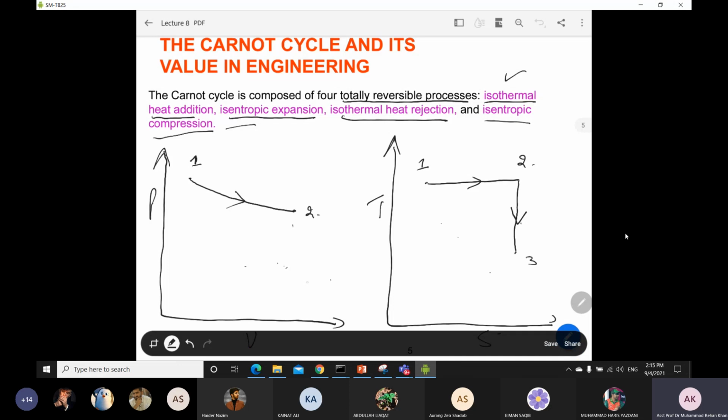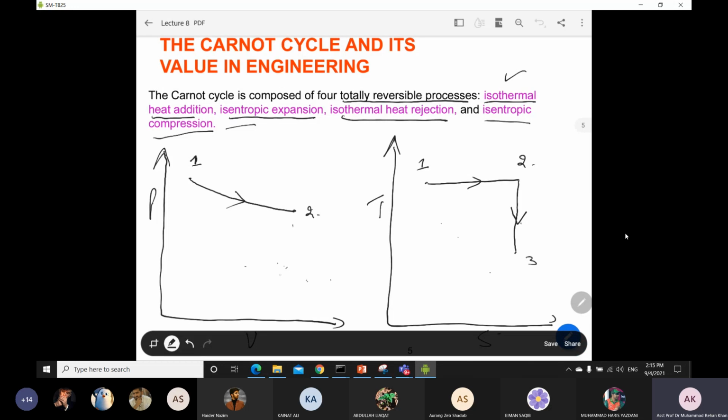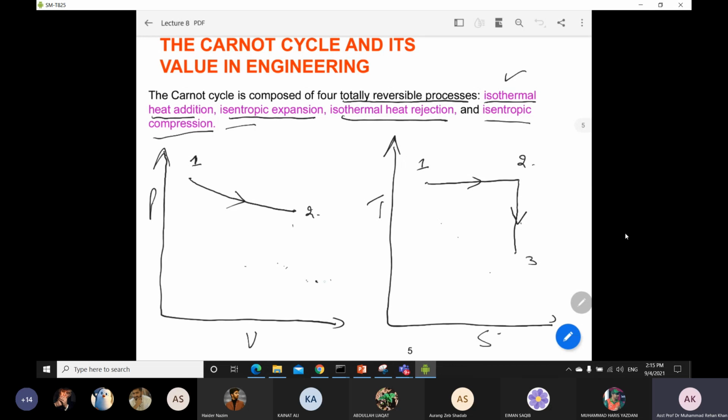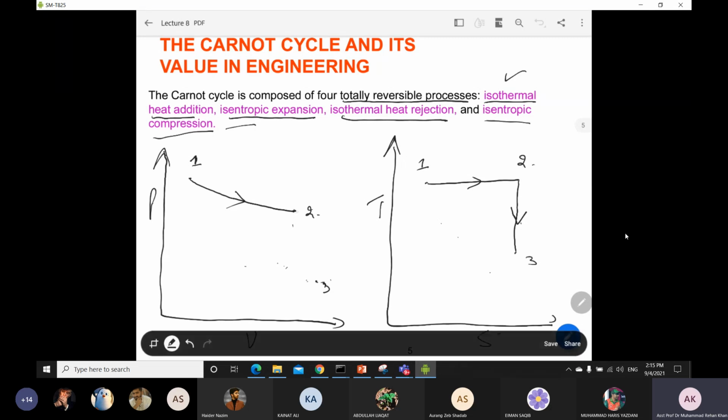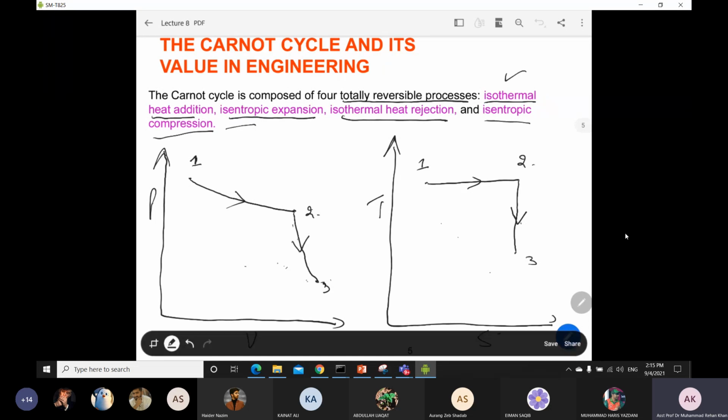Similarly, we have to draw the same thing on the PV diagram as well. For 2 to 3, if there is an expansion process, it means that your volume increases in your process, and then your temperature will also decrease. So your point number 2 is here, and here you can draw point number 3, because the volume increases and your pressure decreases. And then you can just join like this.